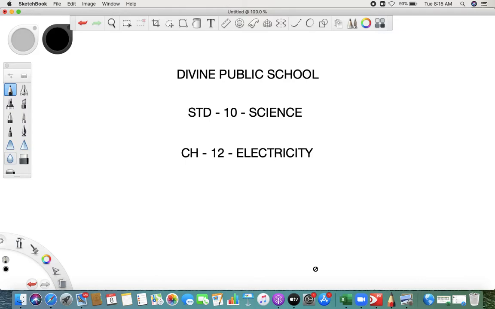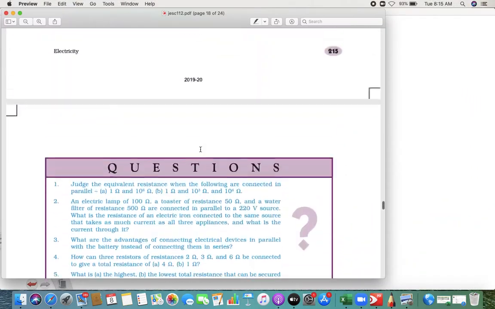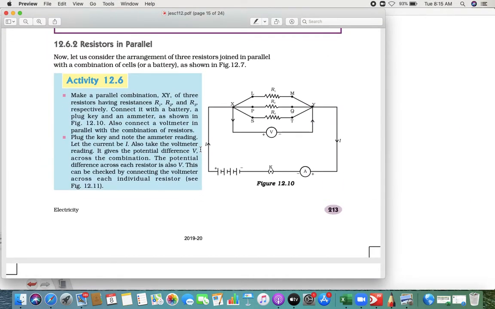In public school, I'm your science teacher. We are learning chapter 12, electricity. Now, what we have learned last time is about series and parallel connection.